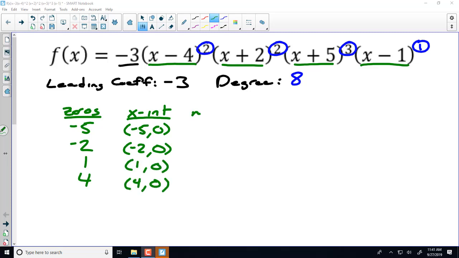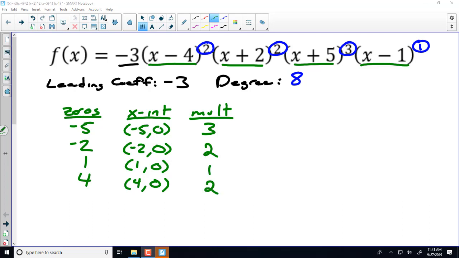The multiplicity is found by looking at the power on the factor itself. So if we look at those powers again, we can see the power on the x+5 factor is 3. The power on the x+2 factor is 2. The power on the x-1 factor is 1. And the power on the x-4 factor is 2.